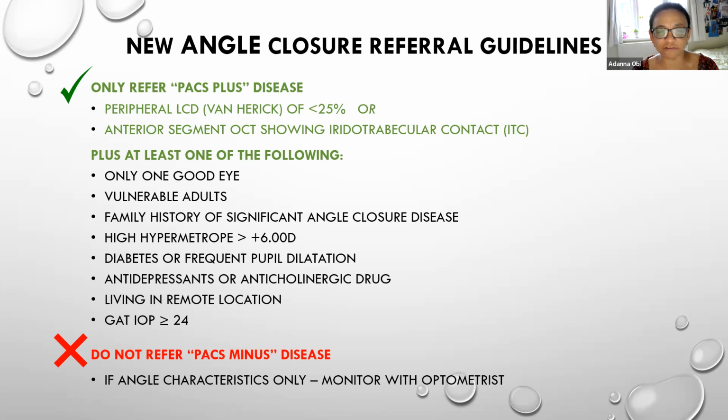If they have a family history of significant angle closure disease, typically a maternal history or siblings who've had acute angle closure, or have needed intervention for angle closure with laser or cataract surgery, then that would be significant. So any of the plus things that you have, do make sure you include them in your referral. If they're known high hypermetropes, so above +6, then that's relevant.